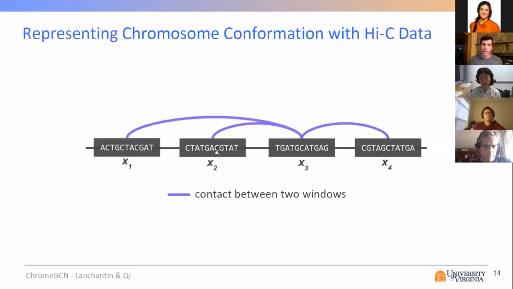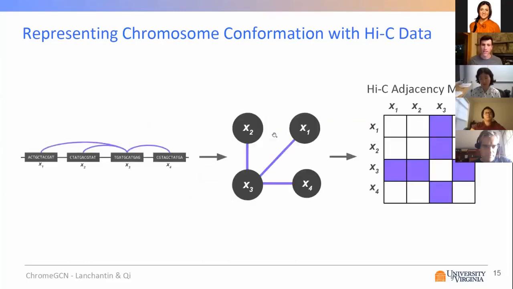So this 3D shape of DNA can be represented by Hi-C data, which indicates physical contact between two windows in the genome. And these contacts can be represented as a graph where nodes indicate DNA windows and edges indicate contact between two windows. So this type of 3D structure of the genome can really just be represented by an adjacency matrix that we call A, where again, the nodes are the DNA windows, and a positive cell would indicate that there's some sort of contact between those two windows, which is representative of the 3D shape of the genome.